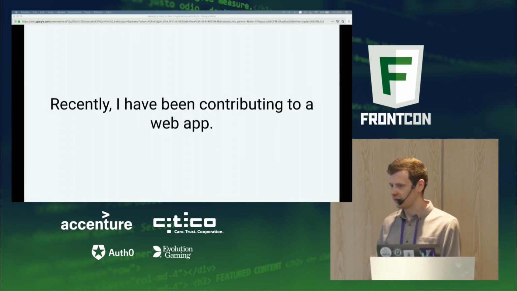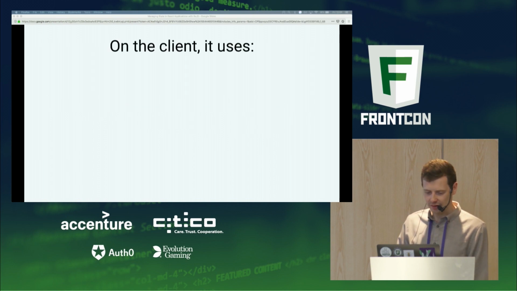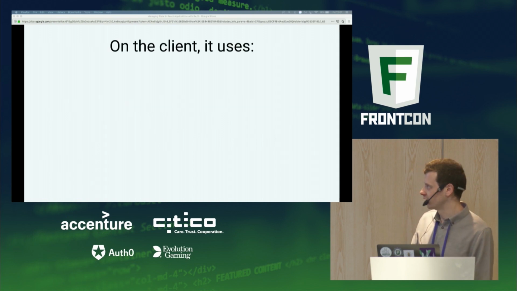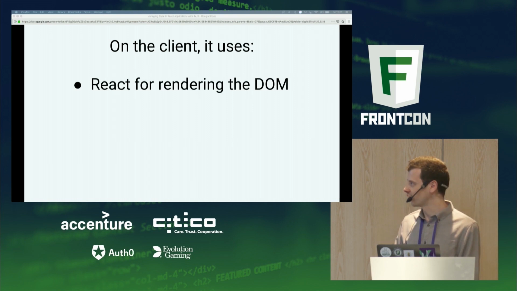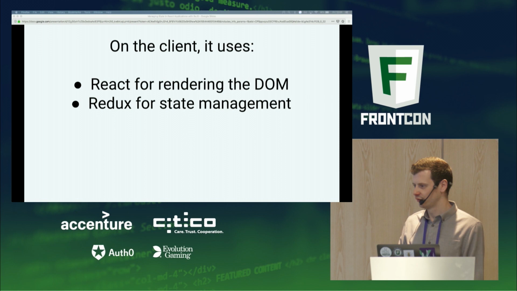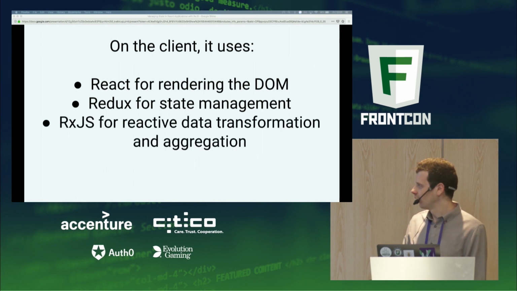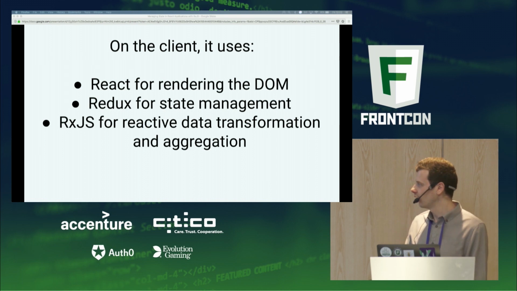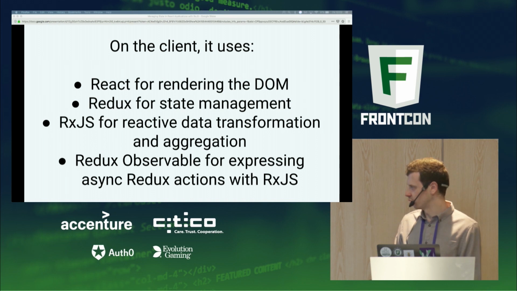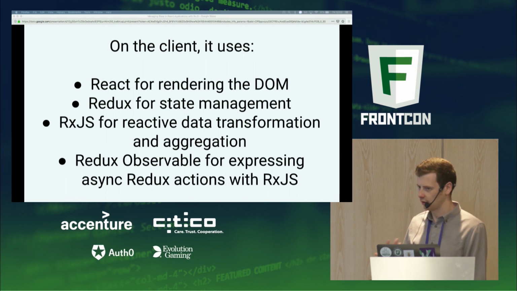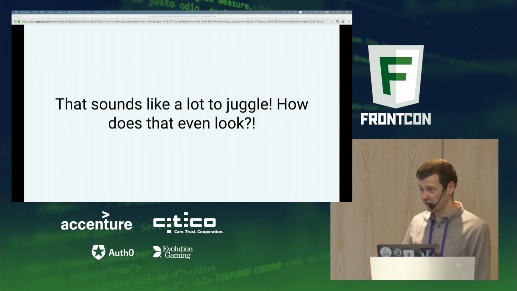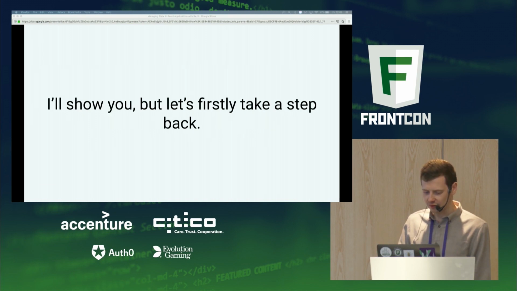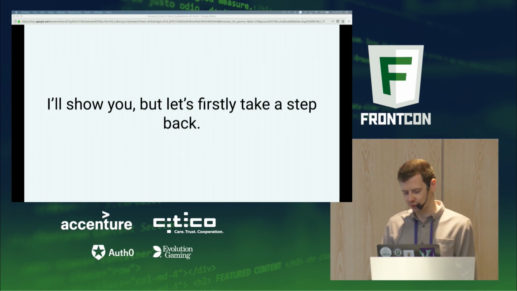Okay, so time for some background. Recently, I have been contributing to a web app. On the client, it uses React rendering for the DOM, Redux for state management, RxJS for reactive data transformation and aggregation, and Redux Observable for expressing Redux actions, async Redux actions specifically, using RxJS. Well, that sounds like a lot to juggle, just looking at that list. How does that even look? Well, I'll show you, but we should just take a step back first of all.